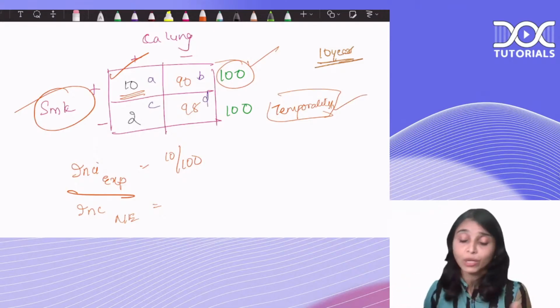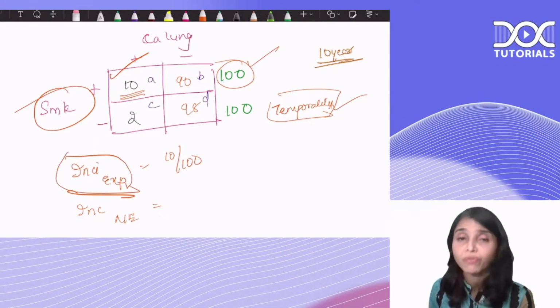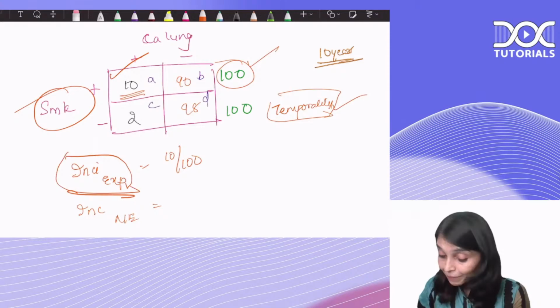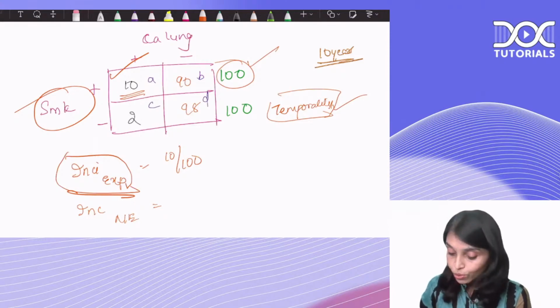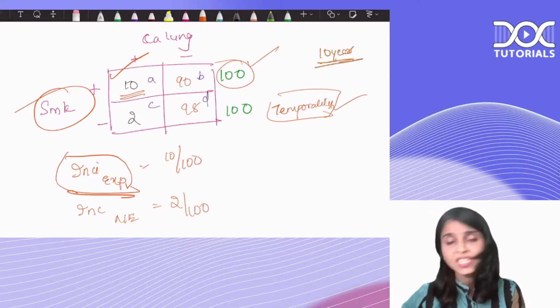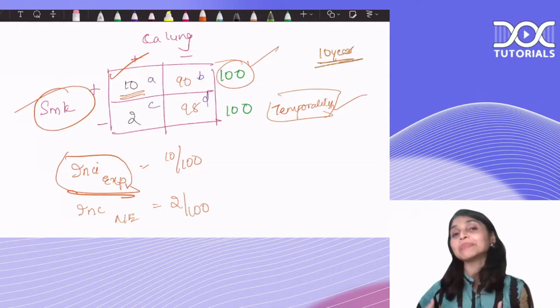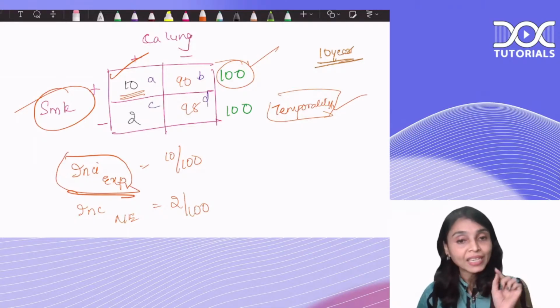That is what I am trying to tell you. So the incidence is something which is going to give you a robust outcome. Okay, so forget about all that. Here the incidence among the non-exposed will be 2 by 100. I hope the person who asked the question, Sajal, you might have got some idea about what I am trying to tell you. So that is incidence.